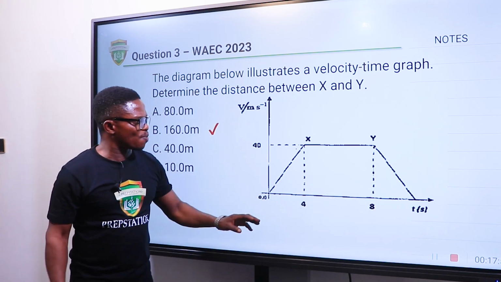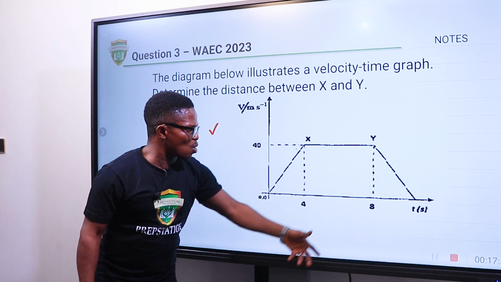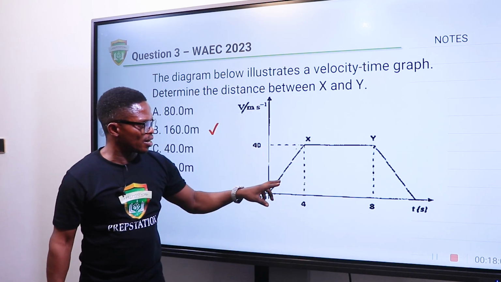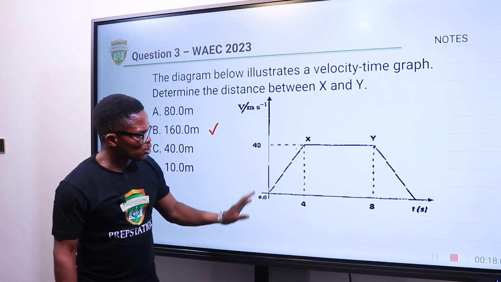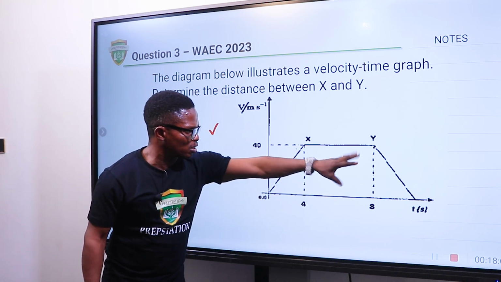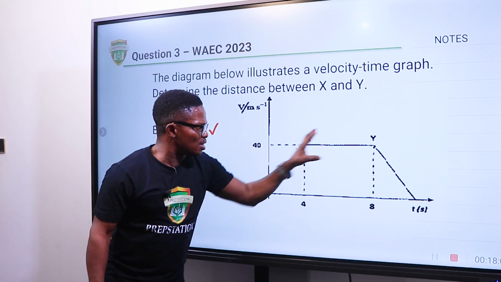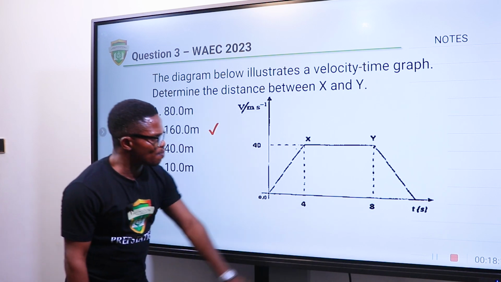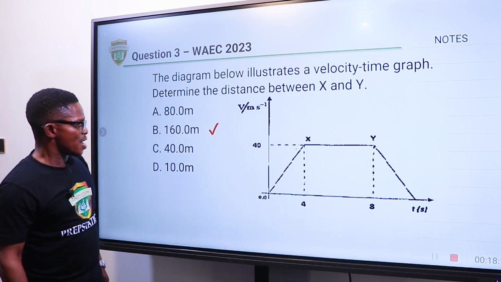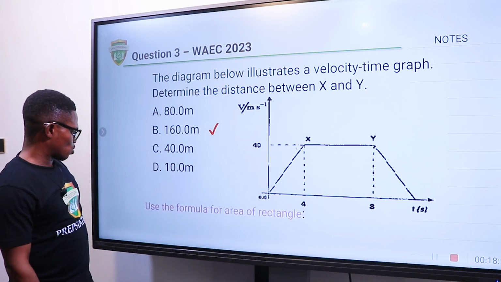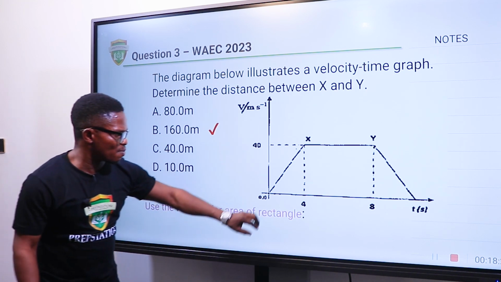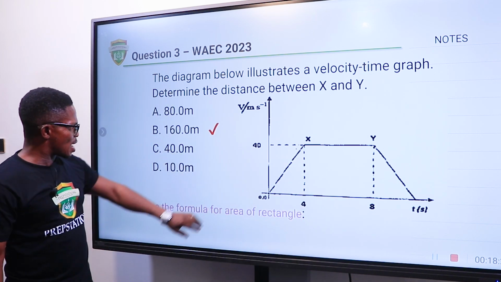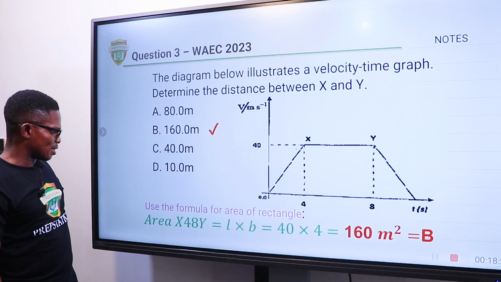So all I need to do is to find out what is the shape under x and y. As you can see, there are 3 shapes here. Although if you join them together, you have one shape, a trapezium. But because we are not required to find everything, I'll just demarcate it. The shape between x and y is a rectangle. So I'm simply going to use the formula for the area of a rectangle, because of the shape. The formula is length times breadth.